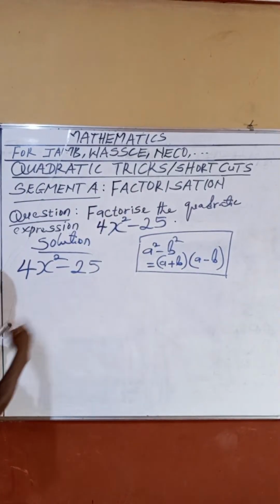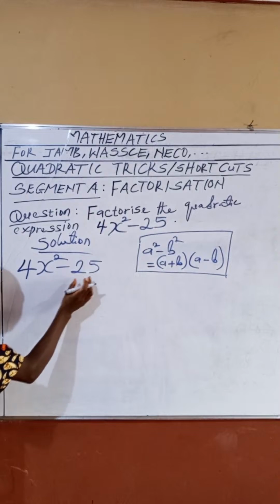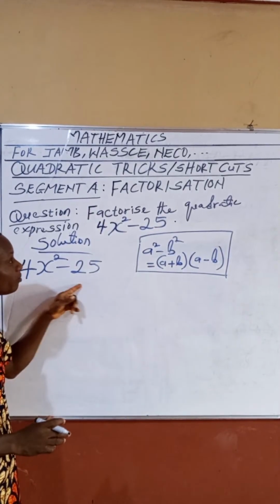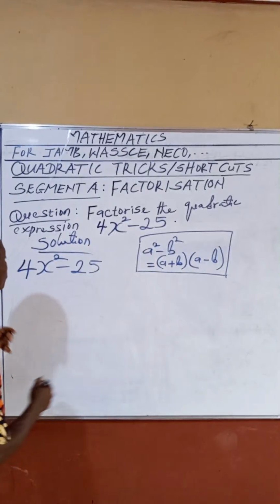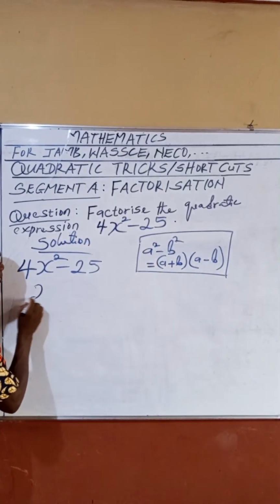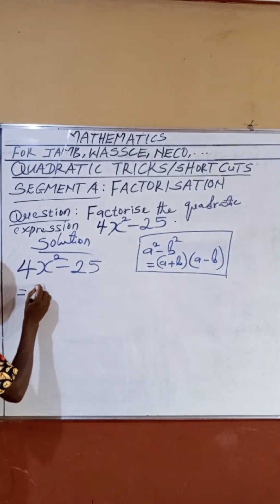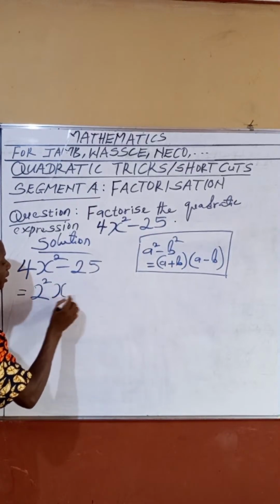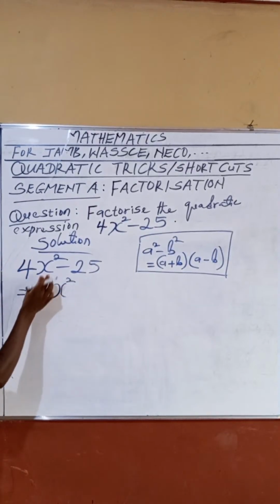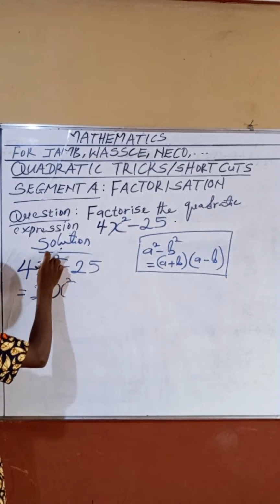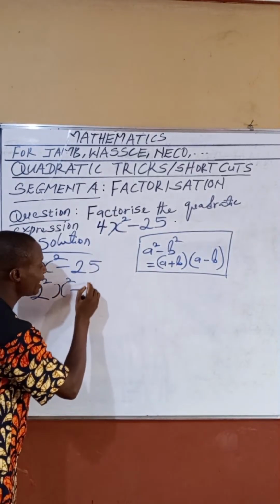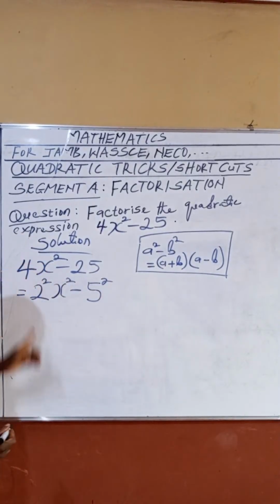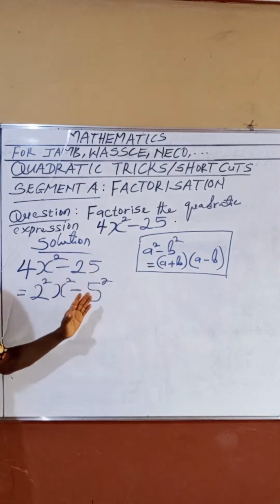Now let's proceed. This is 4x squared minus 25. The equation is very easy. The expression is what you need to learn first, then use it to solve the equation. This is 2. This becomes 2 squared. 2 squared is 4. Then we have x squared. Okay? 2 squared is 4. X squared is this. Then minus 5 squared.